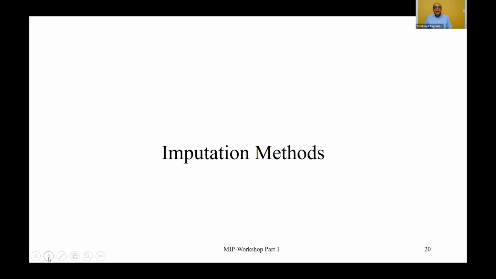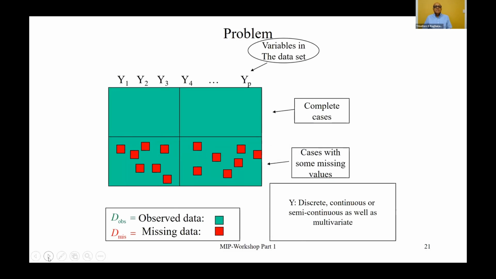Okay, let's talk about imputation methods. In general, I'm going to talk about a very general case where you have p variables in the data set, and you might have some complete cases, although it is not necessary for any of the methods that we are going to talk about. You don't have to have complete cases at all. You could have missing values on at least one variable on everybody. So that's the possibility, and you have cases with missing values.